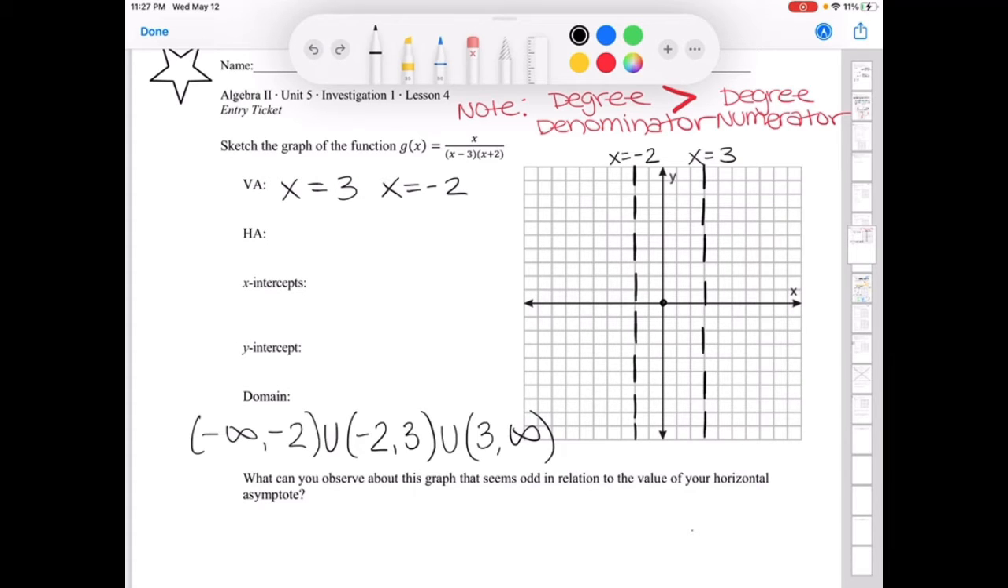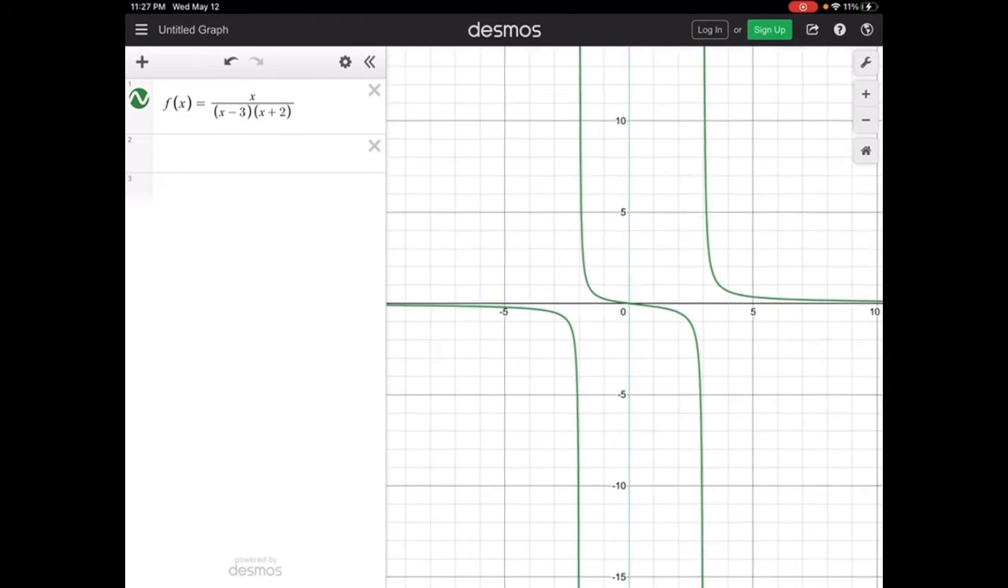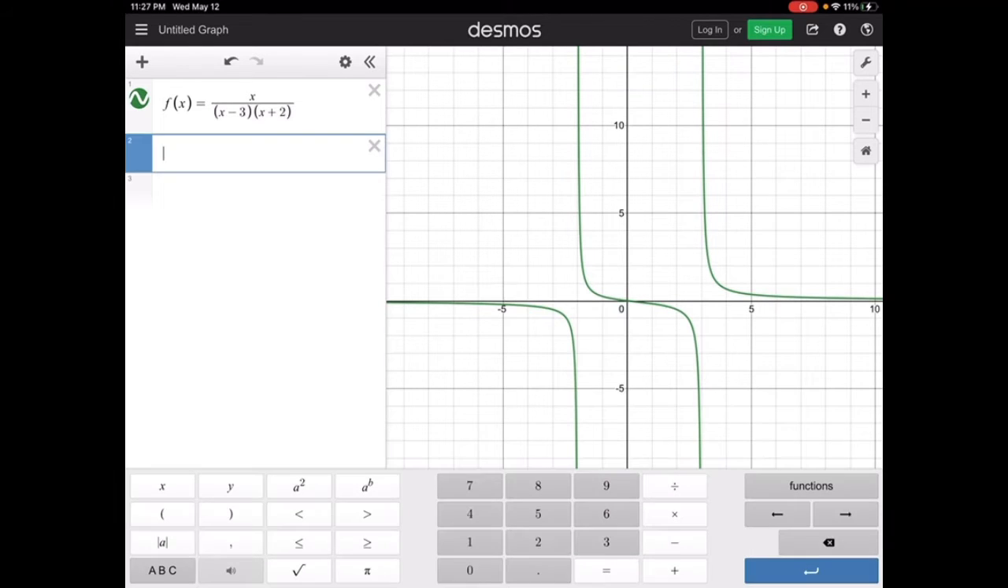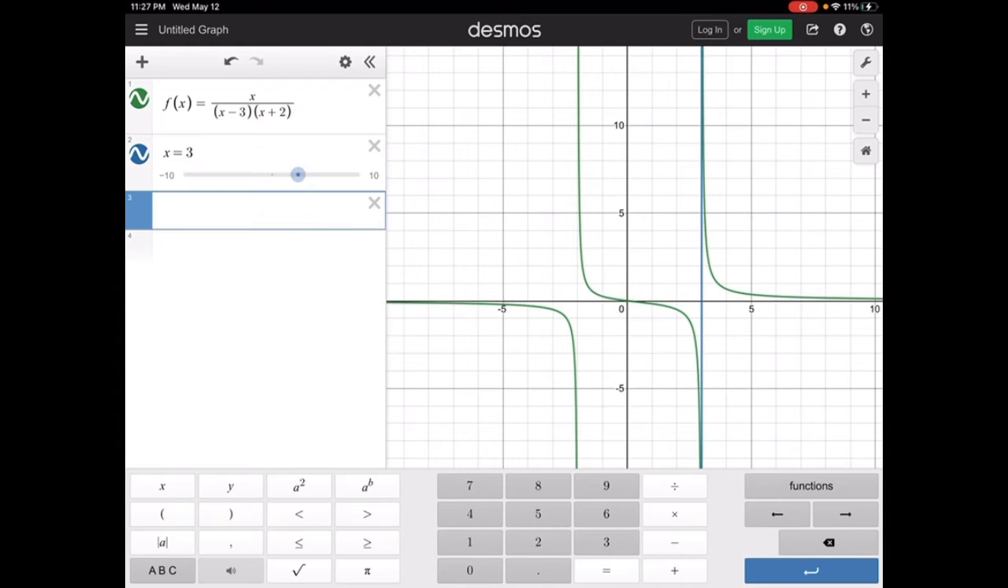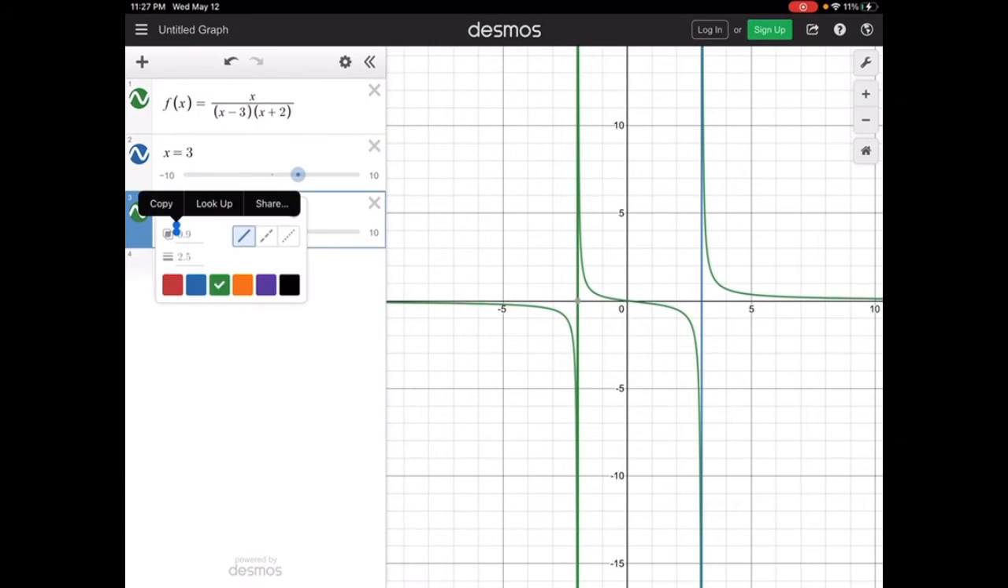So now I'm going to actually graph my function. If I go to Desmos here, this is what it's going to look like. And now I've got to try to figure out, okay, well, I know my vertical asymptotes, but what is my horizontal asymptote? So I know that I have x is equal to 3 and x is equal to negative 2. Again, these are going to be dashed lines.